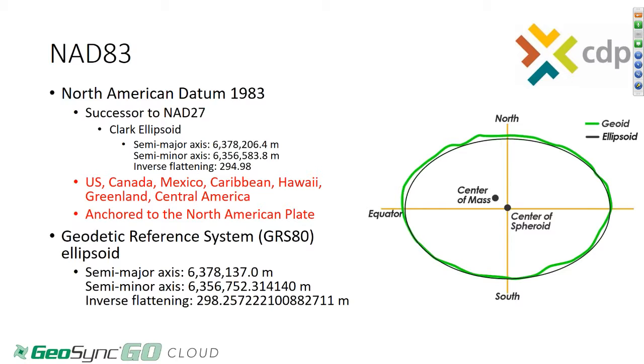One thing that's really important as we get into this is that the NAD83 datum, the North American datum, is really anchored to the North American plate. So it's been optimized, it's been corrected, it's been adjusted. All the adjustments have been made to make it work as accurately as possible and for the best use for the North American part of the world, in these nations that are listed here.